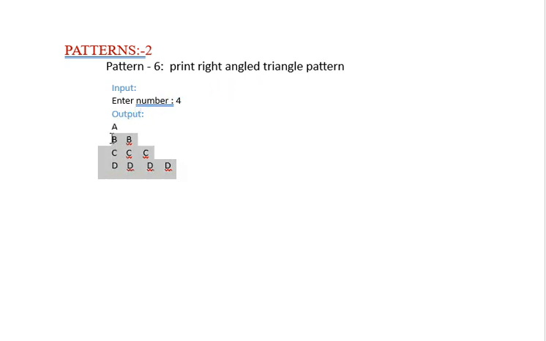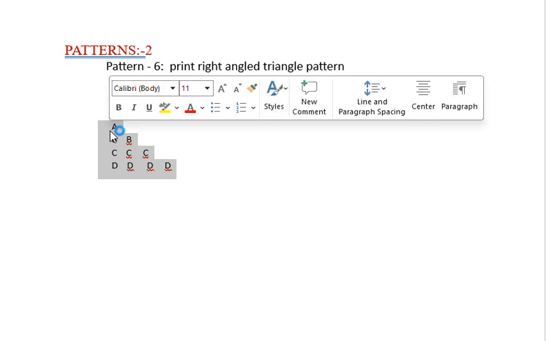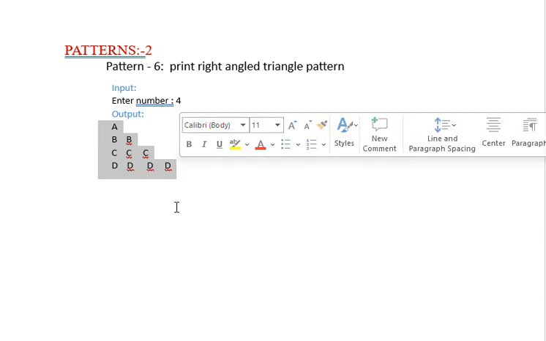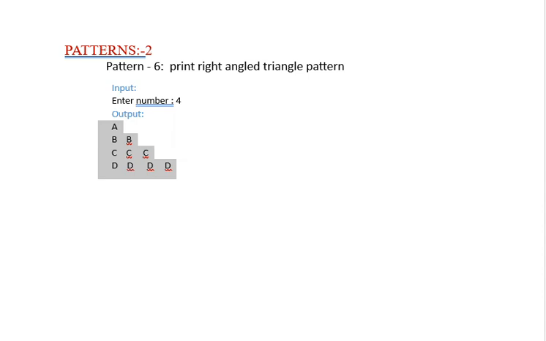So this is the right side and it is in the form of a triangle, so it is known as a right angled triangle pattern. If the user enters 4, it should have 4 rows. If the user enters 5 rows, 6 rows, depending upon the user entered value, the number of rows should be that many levels.